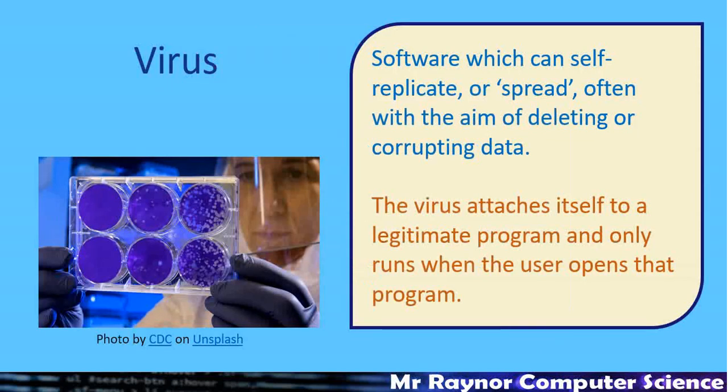First is probably the most common, the virus. So just like a real life virus in a medical sense, this is software that can self-replicate, so can spread from one device to another, and usually its aim is to delete data, or maybe to corrupt data, or even to just destroy your computer by deleting everything, all the programs and everything on it. So the distinction between this and other types of malware is that it has to attach itself to a real program, so it can't run on its own.